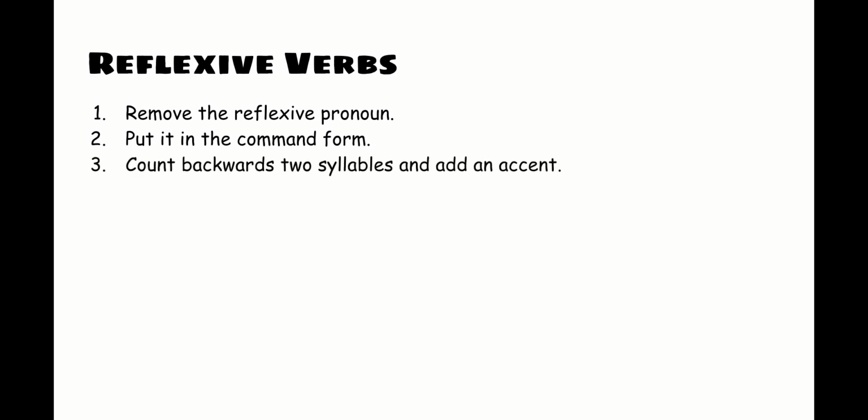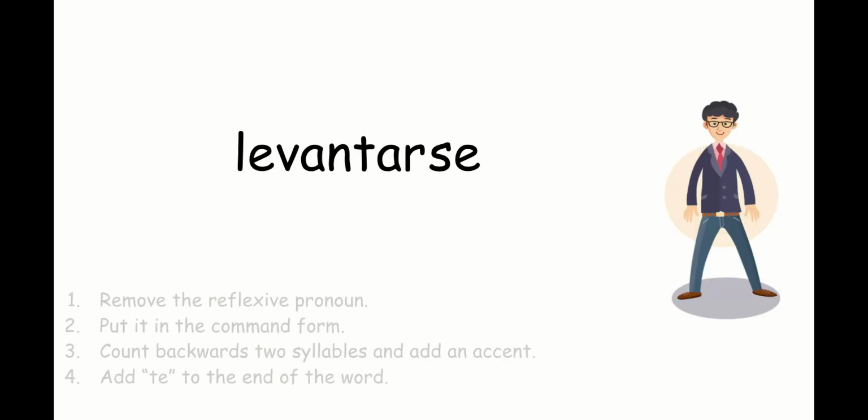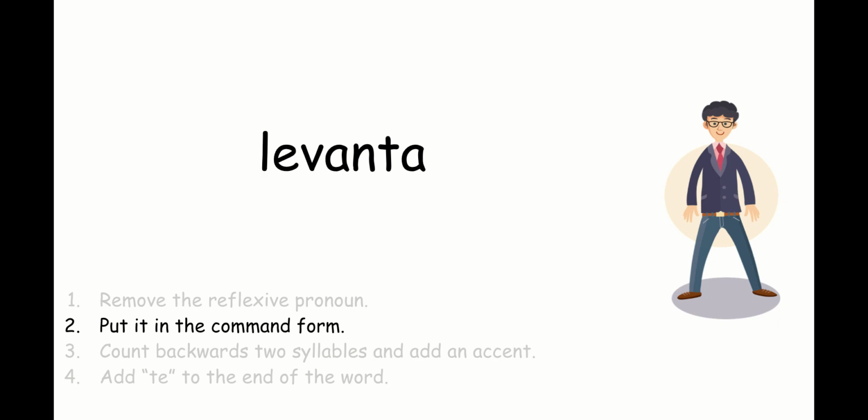So to start with a reflexive verb, you're going to remove the reflexive pronoun, and then you're going to put the infinitive of the verb that's left in the command form. Then you need to put an accent on the second syllable from the end of the word. So count back 2 syllables and then add an accent, and then you'll add the word te to the end of the word. So levantarse means to get up. So if you wanted to tell someone, hey, get up, you would first remove the reflexive pronoun, which would be se. So you've got levantar, and then you need to put levantar in the command form, which would be levanta.